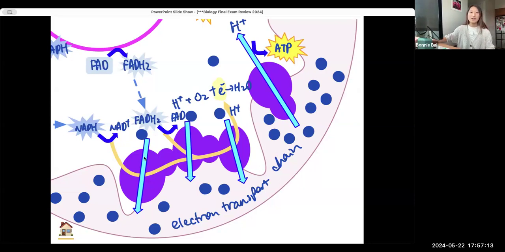So why is it important for the electrons to go down the electron transport chain? So that we can pump the hydrogen. And why is the pumping of the hydrogen important? It is so that the hydrogen can naturally flow back through the ATP synthase.